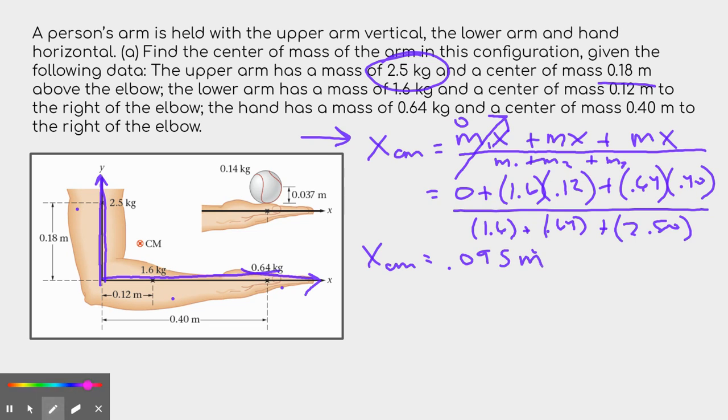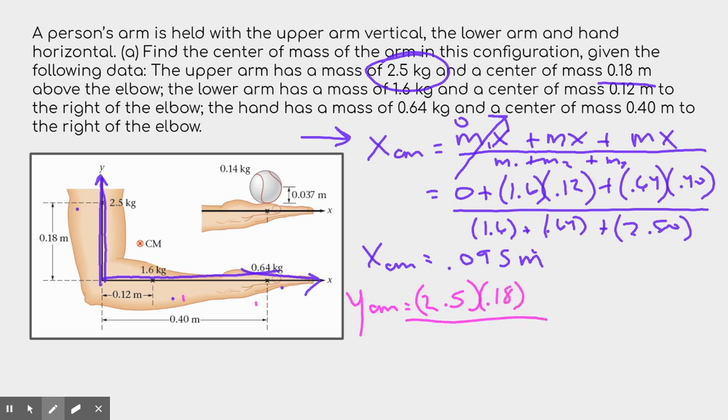All right, for the Y components, we have the center of mass for Y. You're doing the exact same thing, but this time the hand and the lower arm have no values in the y direction. So they're both going to go to 0. So this is going to be a little bit easier. So let's just factor in the mass and the position for the upper arm, which is 2.5, and that's multiplied by 0.18. That is going to be our center of mass.